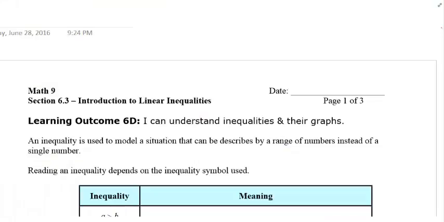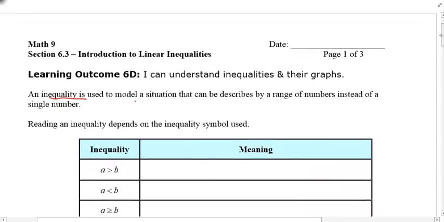Okay, we did equations. Now, how about these things called inequalities? Well, you'll see this a lot too, and you'll see probably more inequalities than equations in real life if you think about it. But an inequality can be used to model a situation that describes a range of numbers instead of a single number. In all of our previous lessons in Chapter 6 here, we always got just one answer for x, a single number. But now with an inequality, we actually can get more.